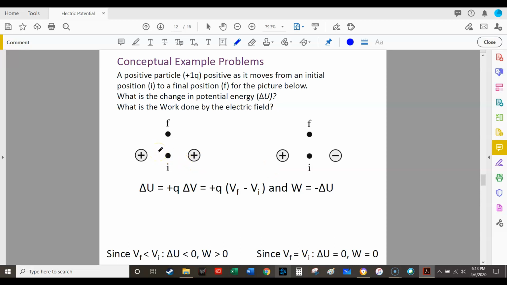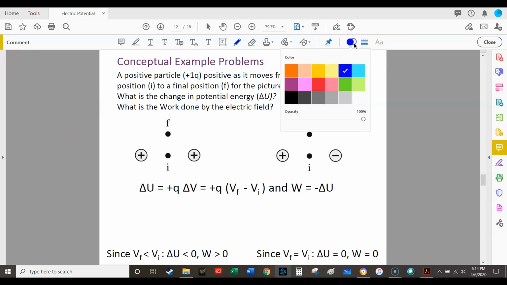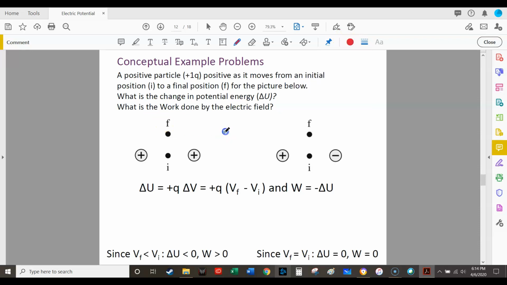All right, let's try another one. Let's find out the work done in moving a charge from I to F. So we're going to put a positive charge right here. I should use red for the positive charge. So we're going to take a positive charge, and we're going to go a little bit quicker in this problem.